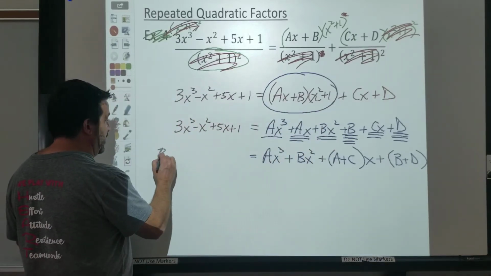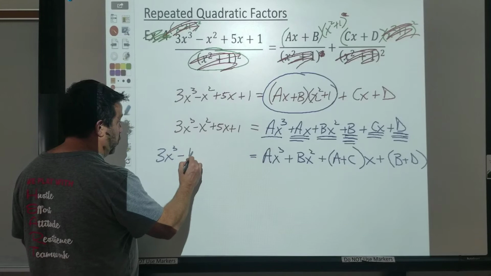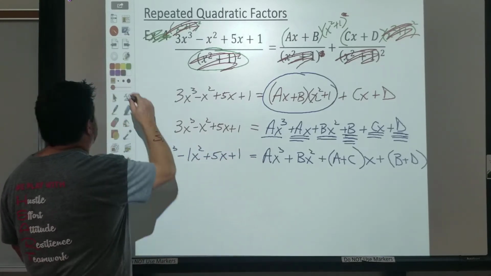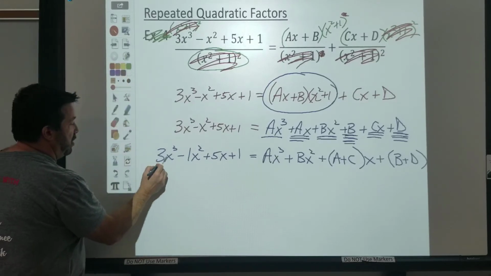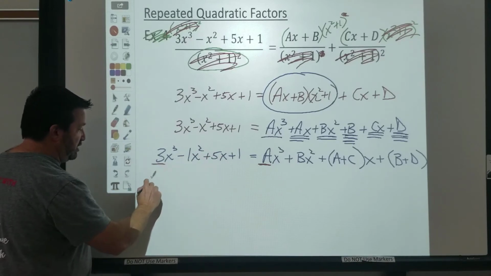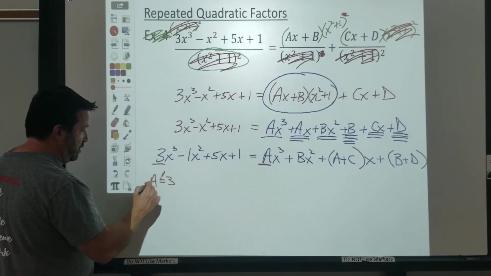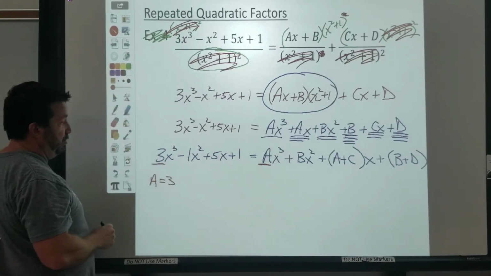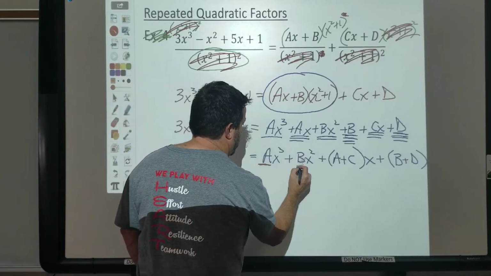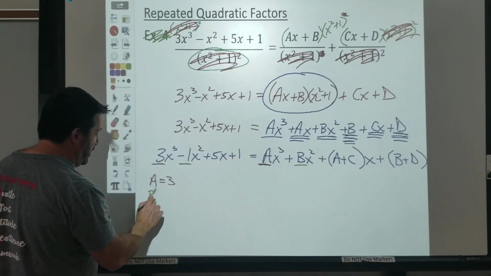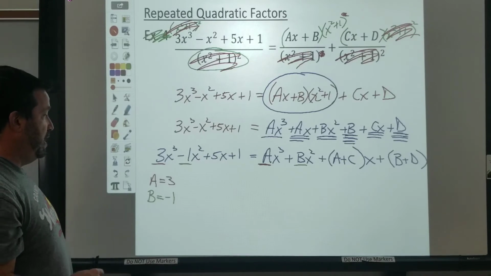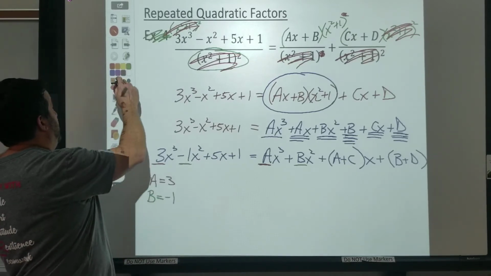So on this side, I have 3x cubed minus 1x squared plus 5x plus 1. But now, here I've got a, 3, and a that correspond with each other. So that immediately tells me a is 3. Okay, so that part is pretty simple. Move on to the next one. I've got a -1 in front of the x squared. Here I've got a b. So I know that b is -1. So far it's been pretty simple. Things get a little more complicated after that.